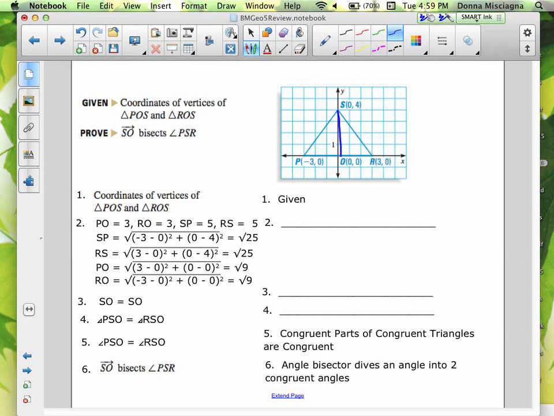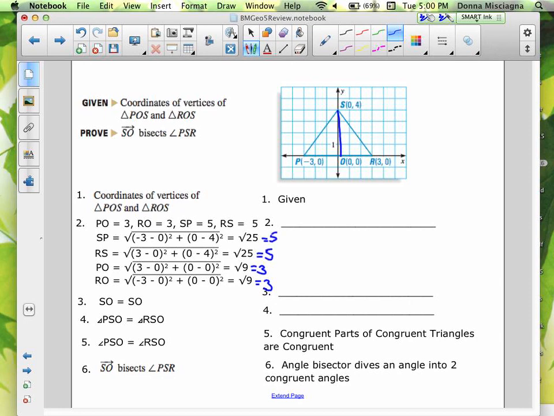All right, so now let's look at part 2 there. So we have PO is equal to 3, RO is equal to 3, SP is equal to 5, RS is equal to 5. And below that we have some other information that goes with it. And you can see, how do we know that PO is equal to 3? Well, we use the distance formula. And we found the difference in the x coordinates and the difference in the y coordinates. And the square root of 9 is the same thing as 3. And this is the same thing as 3. And square root of 25 is 5.